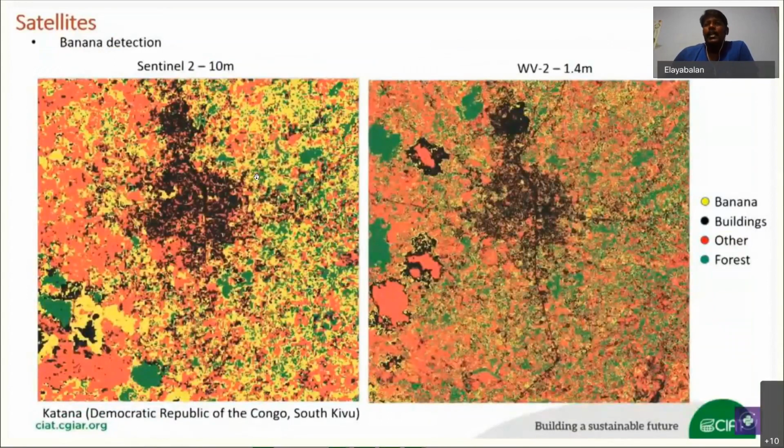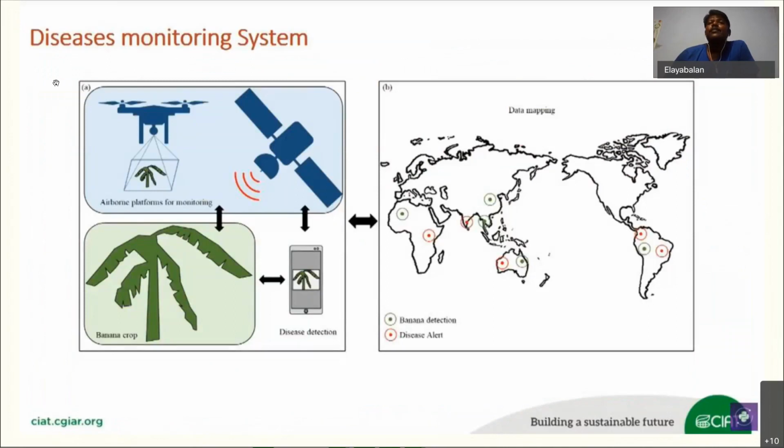So easily we can detect the disease. The mobile app and the ground truth data are now helping the satellite monitoring system. The farmers can also monitor the field, and we can label and map the field. We can monitor aerially whether the banana is infected or not. So this is the disease monitoring system we developed with the help of the ground truth data.